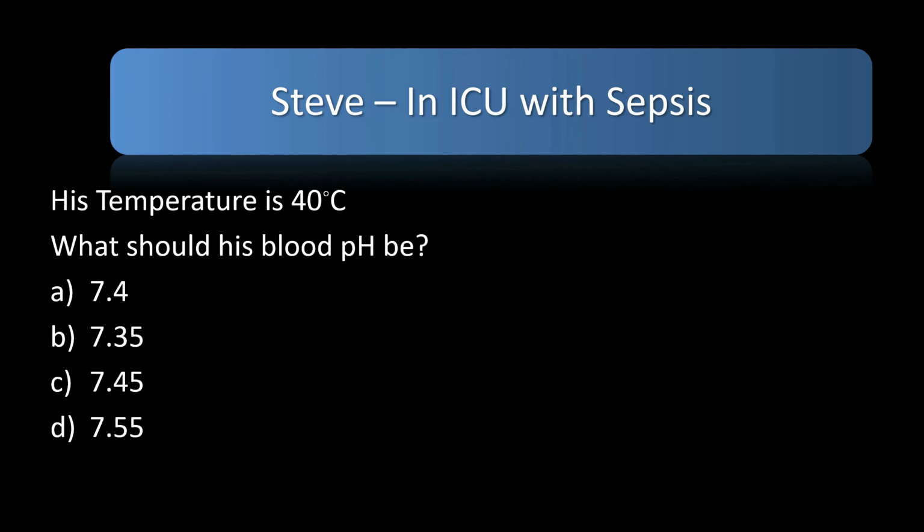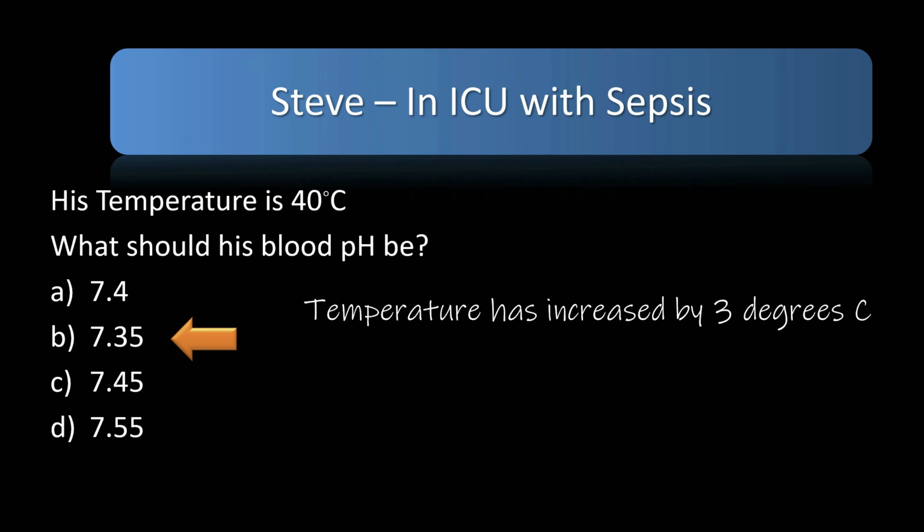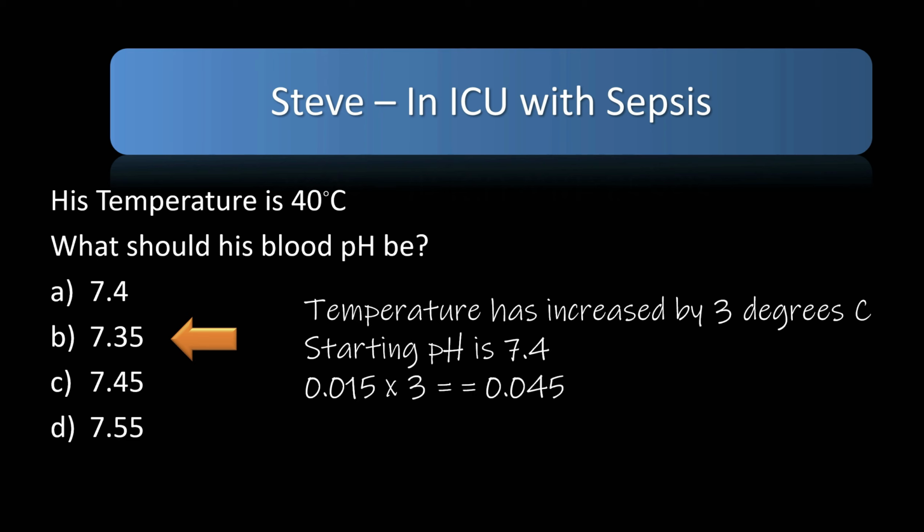His temperature is 40 degrees Celsius. What should his pH be? 7.4, 7.35, 7.45, or 7.55? Well, there can only be one correct answer here, and it's 7.35 because his blood is warmer than normal. Normal blood temperature is about 37.5 degrees. So his temperature is increased by about 3 degrees Celsius. Starting pH is 7.4, 0.015 times 3 equals 0.045. 7.4 minus 0.045 equals 7.355.